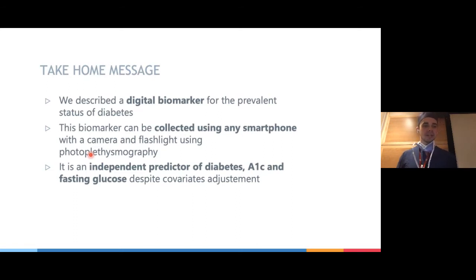So the take-home message of this project is that we describe a digital biomarker in a large-scale real-world cohort for the prevalent status of diabetes. We can collect this biomarker using any smartphone that has a flashlight and a camera. So it's potentially accessible to billions of people, and it's an independent predictor of diabetes, A1C, and fasting glucose.